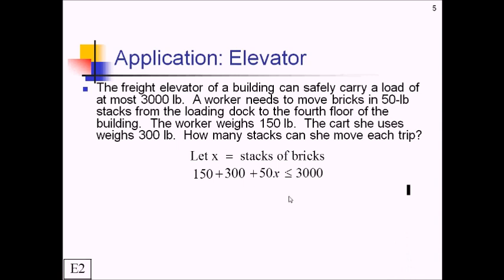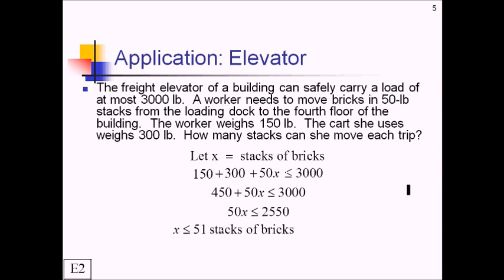Now that you've had a chance to go ahead and solve that, let's see if we came up with the same answer. This will give us 450 when we combine those two numbers on the left. Subtracting that over here, that'll be 2550. And if we run that on the calculator, maybe you can do it in your head, that's going to be x less than or equal to 51 stacks of bricks.